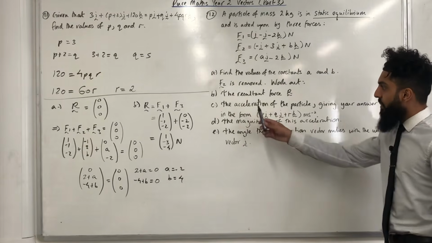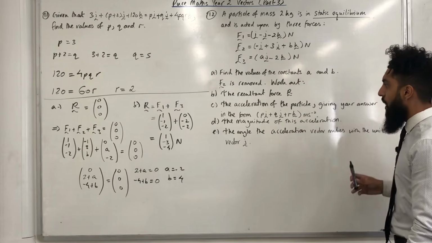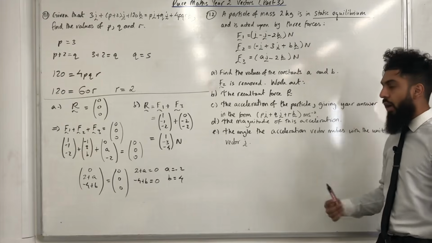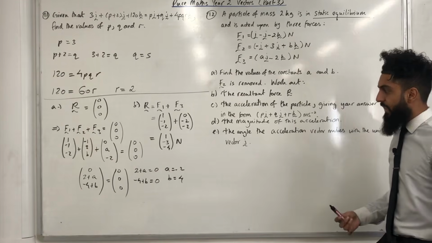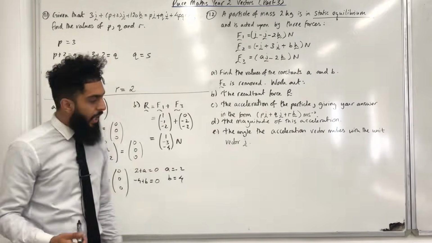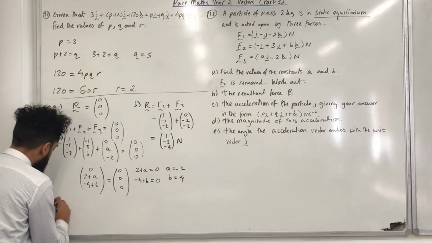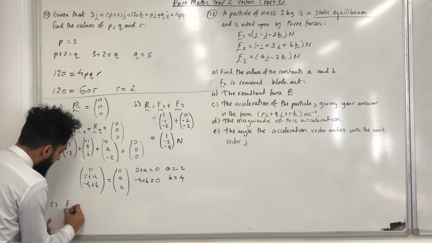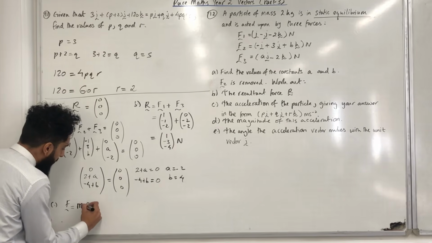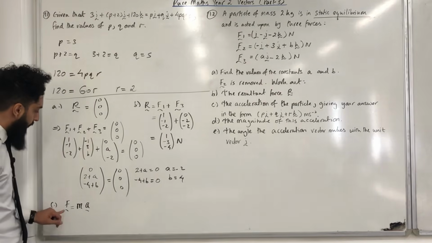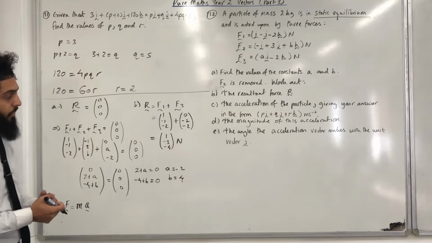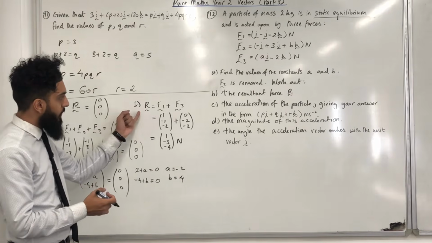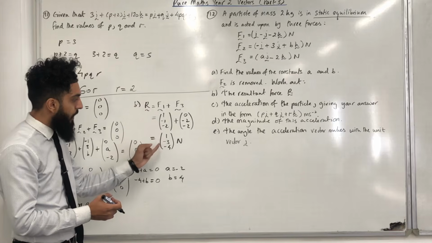Okay, for part C, we want the acceleration of the particle, giving your answer in the form pi plus qj plus rk meters per second per second. So for part C, we can start off with Newton's second law. Newton's second law states that the force F is given by mass multiplied by the acceleration A. Now the force F just represents the resultant force. In this particular case, the resultant force R is i minus 3j minus 4k.